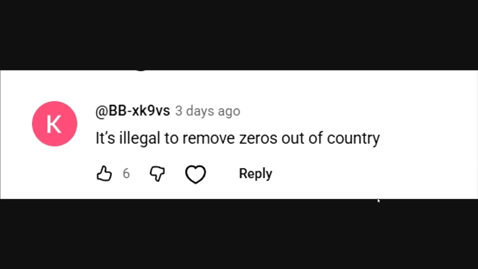It's illegal to remove zeros out of country. No. Out of country does not remove the zeros. They make the changes at the central bank. But it affects their currency all around the world. So essentially, Iraq is choosing to delete the zeros. Once word gets out and everybody knows it, they make the changes.